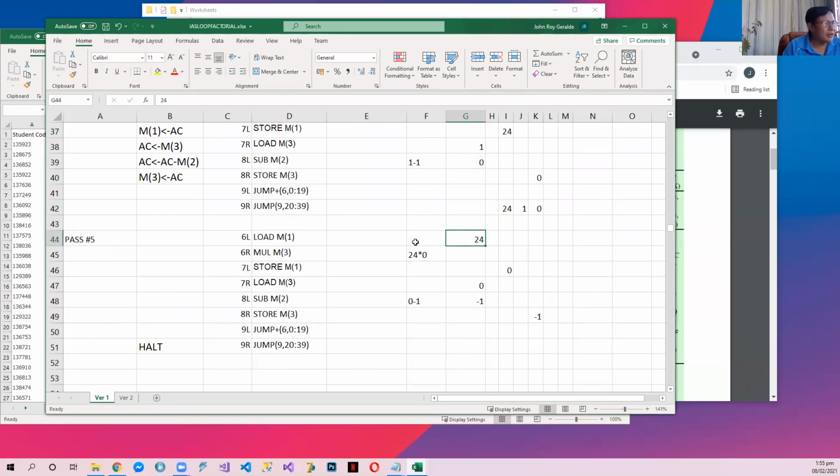We load the next partial product, and then the next multiplier is now a 0. So 24 times 0 is 0. Our next partial product is 0, and we subtract 1. Now this time it will proceed to a halt, because if it's now negative, it will proceed to 9R, which is a halt. We have the last accumulator, which is -1, which causes the jump, but our last answer is 0. Do you follow?